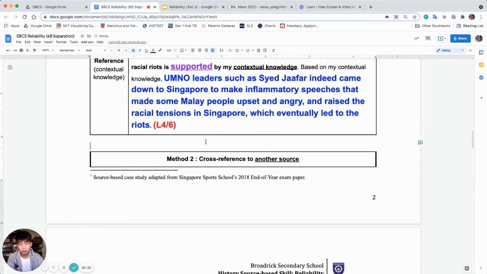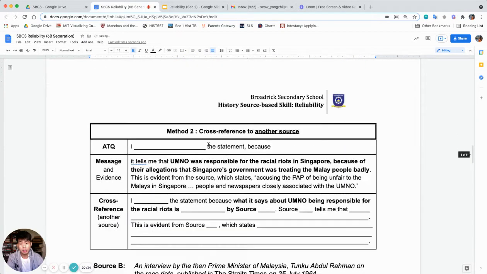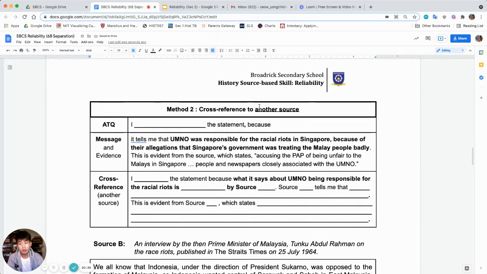So, if method 1 was cross-referenced to CK, method 2 would be cross-referenced to another source. And now I need to think about what the other sources are saying. Please note that method 2 is restricted to reliable sources because you don't want to check whether or not source A is trustworthy by using another source that is not reliable.